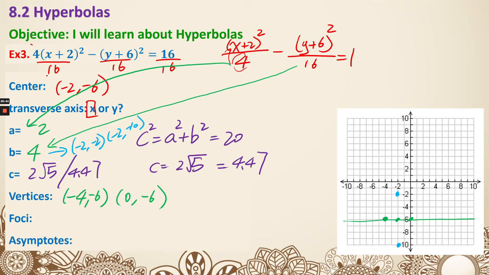My foci, again, foci has to start from the center. So let's draw our foci. It's 4.47 away from the center on the transverse axis. So 4.47, it's around here. And to the right, 4.47 is around here. So I can kind of know, starting from -2, it's -2 minus 2 square root of 5, -6, or -2 plus 2 square root of 5, -6. These are my foci. So now I can actually draw my rectangle.